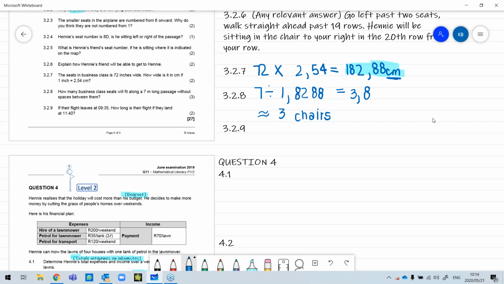Question 3.2.9. If their flight leaves at 9:35, how long is their flight if they land at 11:40? So, calculation, we are going to take our landing time of 11:40. Die tyd wat ons land is 11:40, and from that we are going to subtract the time that we departed. Ons trek af die tyd wat ons weggetrek het. So, 40 minus 35 gives you 5 minutes. 11 minus 9 gives you an answer of 2. Therefore, the flight is 2 hours and 5 minutes.